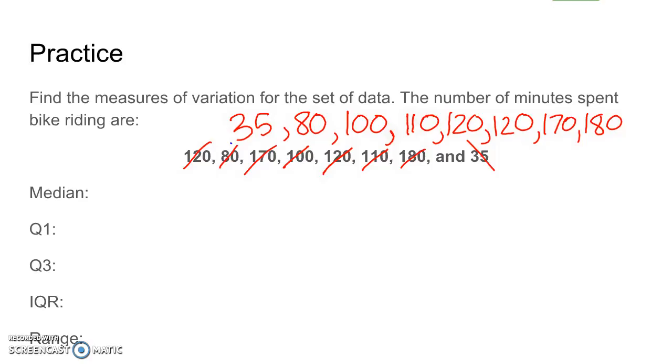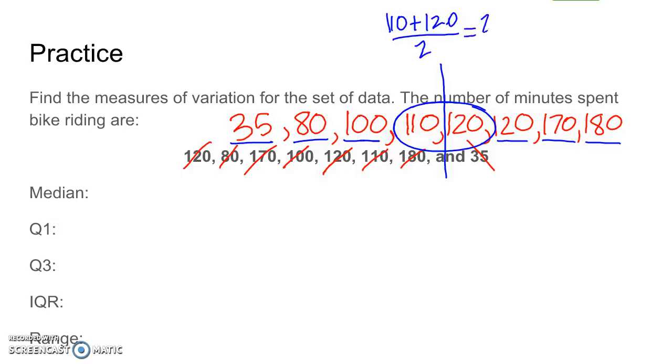The median, I'm going to cross out, starting on the outside. And with this data set, I have two numbers. So to find the median, I'm going to add those and divide by 2. So 110 plus 120 divided by 2. That would be 230 divided by 2, which equals 115. So the median is 115. Any questions at any point, just hit pause, raise your hand, and ask me.